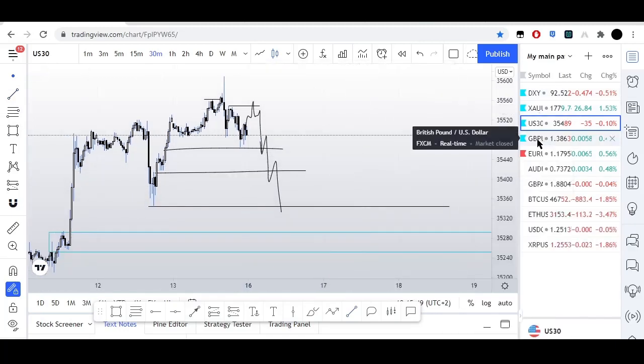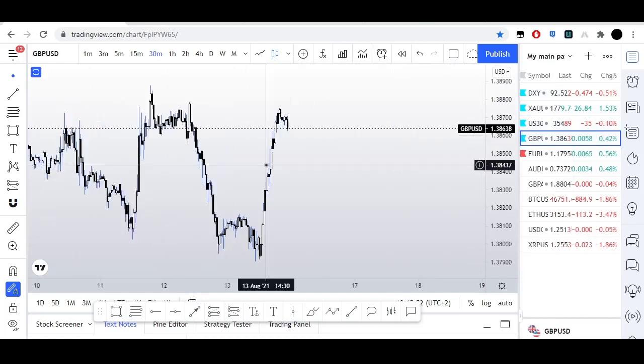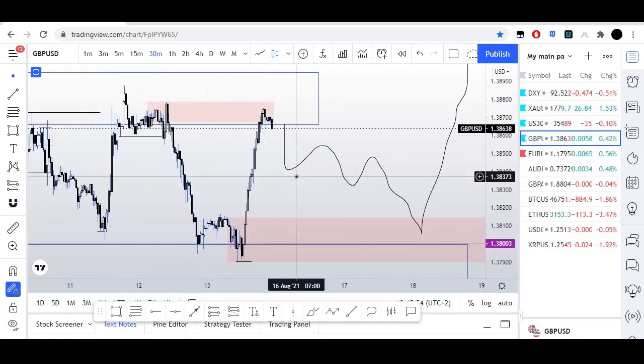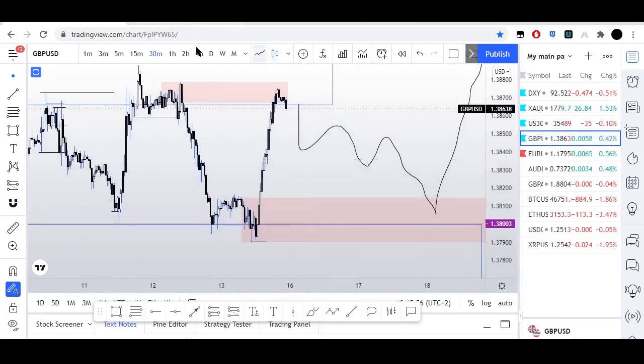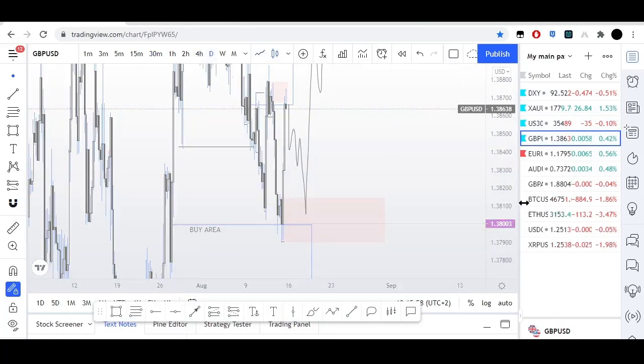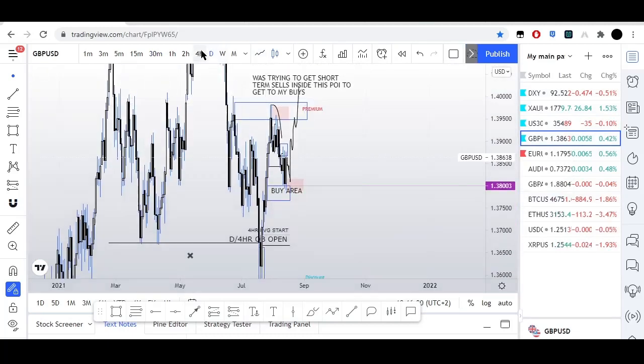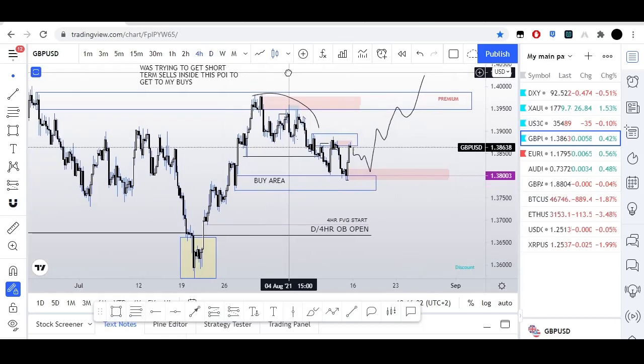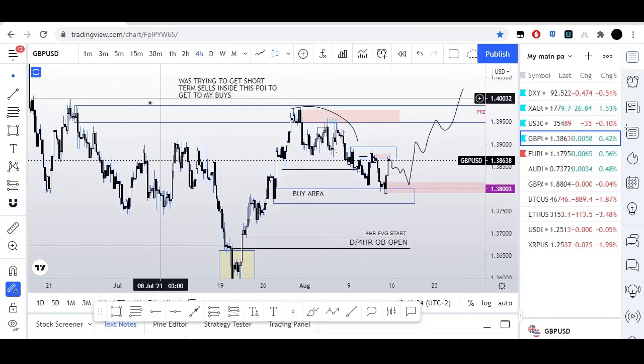Let's do GU. I'm not gonna make this video too long. I'm just gonna go over these three pairs. So what I see from GU, I already have a markup here, and I'm gonna keep this markup since it's pretty cool. So I'm just gonna go over it.